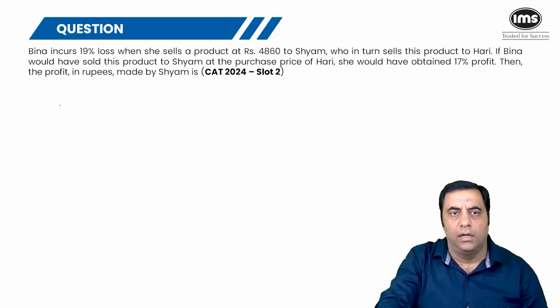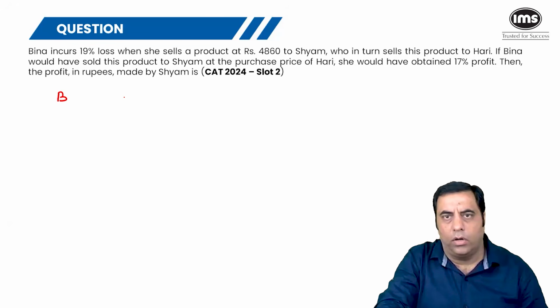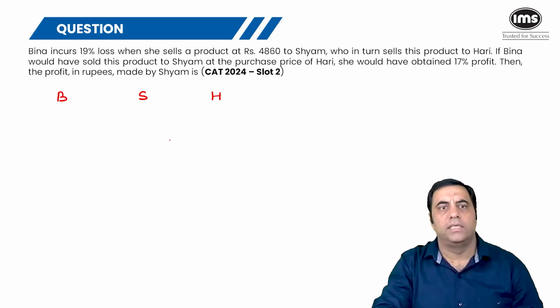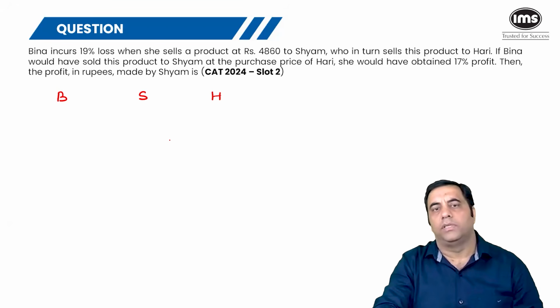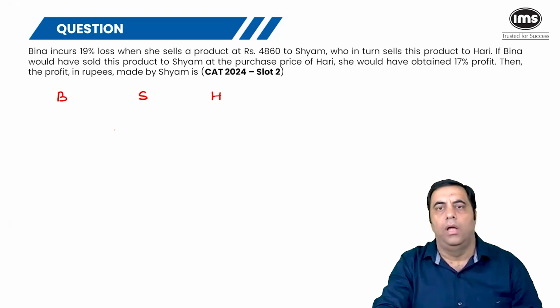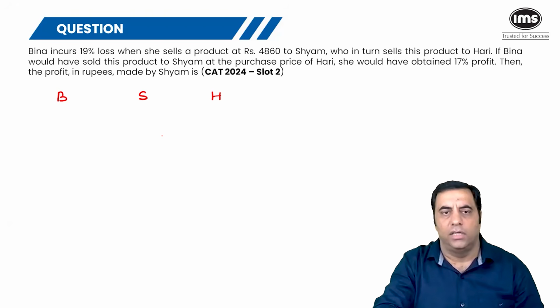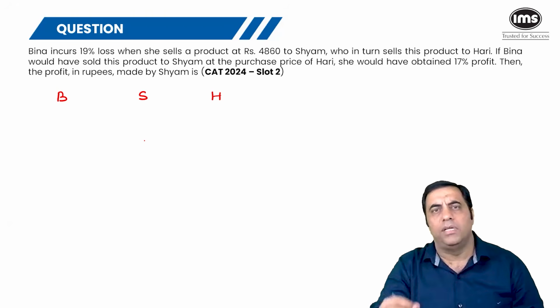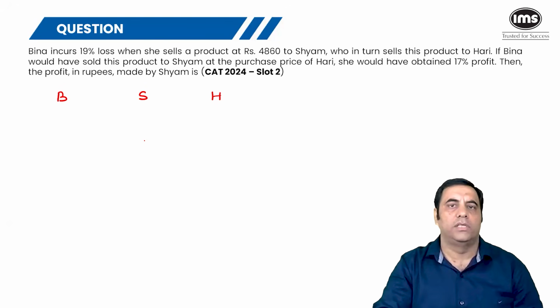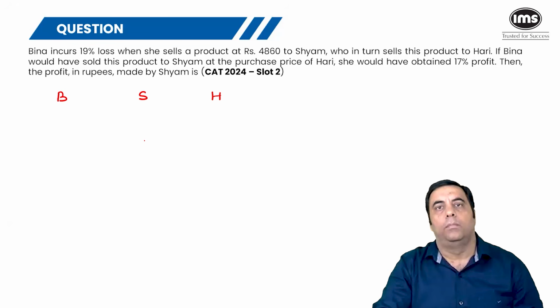So basically, there are three persons. One is Bina. Then we have Sham. And also the third person is Hari. Now it says Bina incurs a 19% loss and she sold it to Sham at 4,860. And as I mentioned in almost every class, whenever you come across this kind of question, just assume the price to be 100x so that your calculation will become easier.